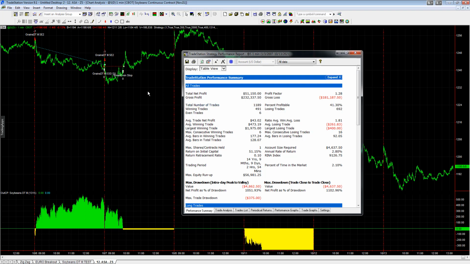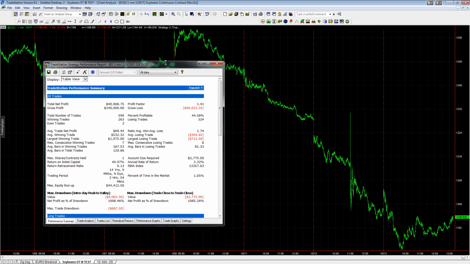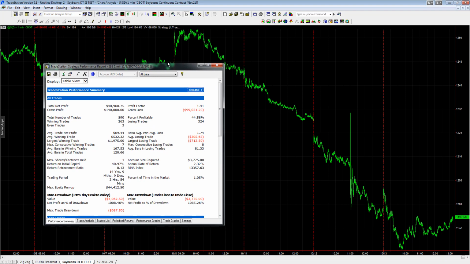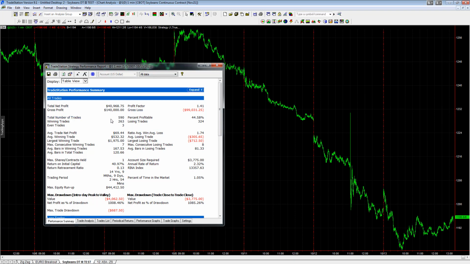So it's a very, very small change. It uses the same exact pattern. And this is what I have. Same strategy with a less sensitive pattern. It takes less trades. You see on this setup right here, there's 1,189 trades. On this one, there's 590.